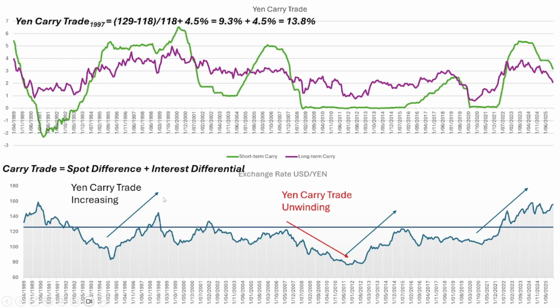So how do you make money on a carry trade? Well, one is the spot difference and two is the interest differential. As the interest differential in 1997 went up to about 4.5%, as we see here, we're also making money on the spot difference, because people are taking out loans in yen and selling for US dollars. This causes the yen to depreciate, and this is how you make money. So you make money not just on the differential, but on the spot difference, and we make a good yield, about 14% per year.